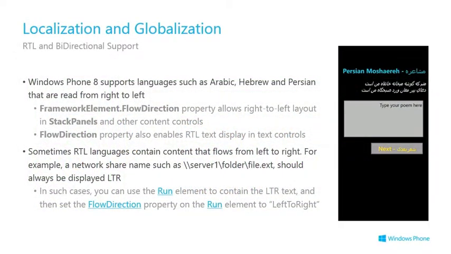We've got good support for right-to-left languages, so languages such as Arabic, Hebrew, and Persian are really well served now. These languages, where the text flows from right to left, often need to incorporate some left-to-right content as well, such as a network share name. So we can actually have bidirectional content. Your regular flow is right to left, and then you can stick a little bit of left to right in there, and that's handled by the flow direction property on the run element. So we've got good support for all those different scenarios.